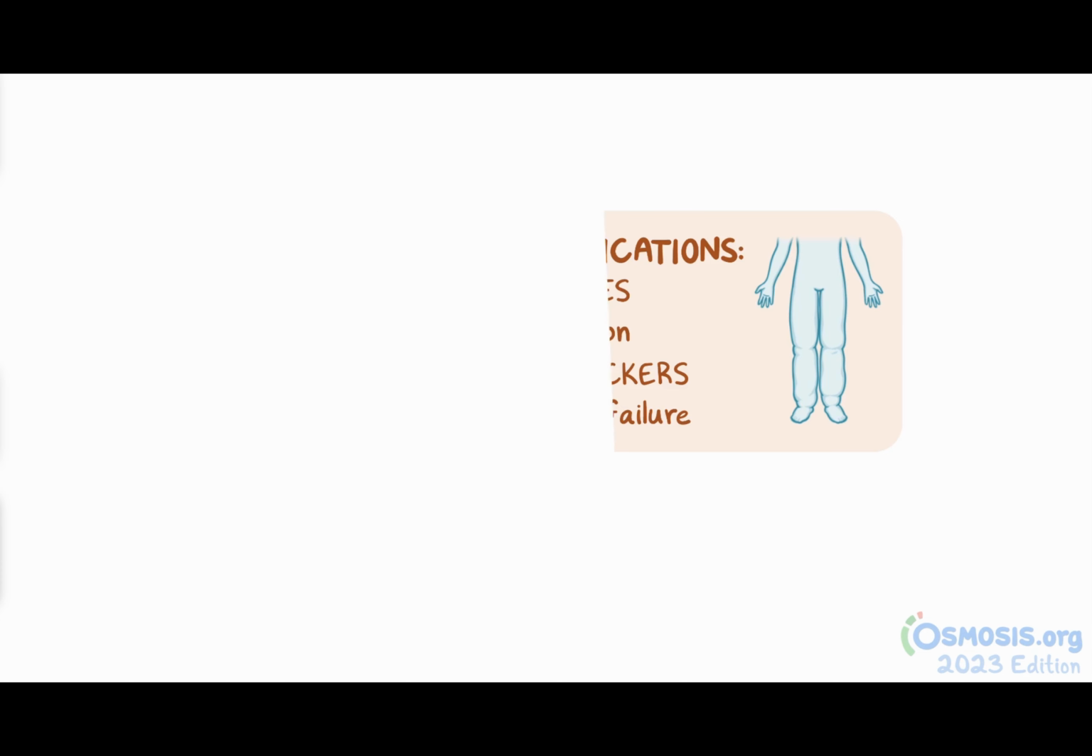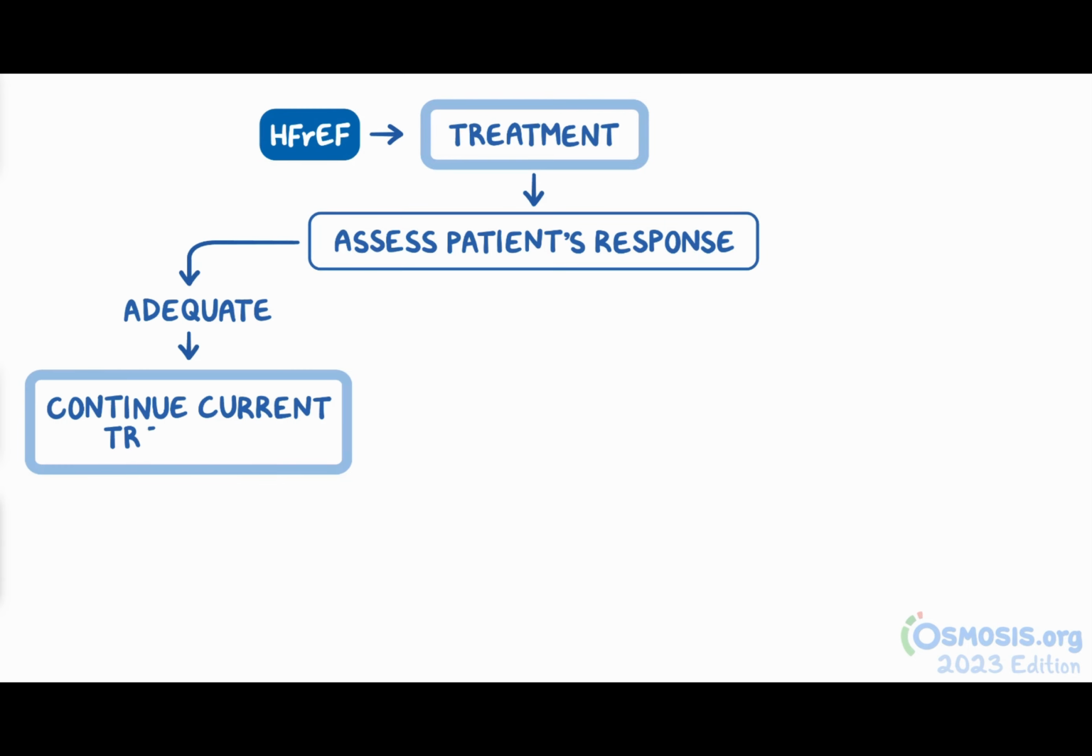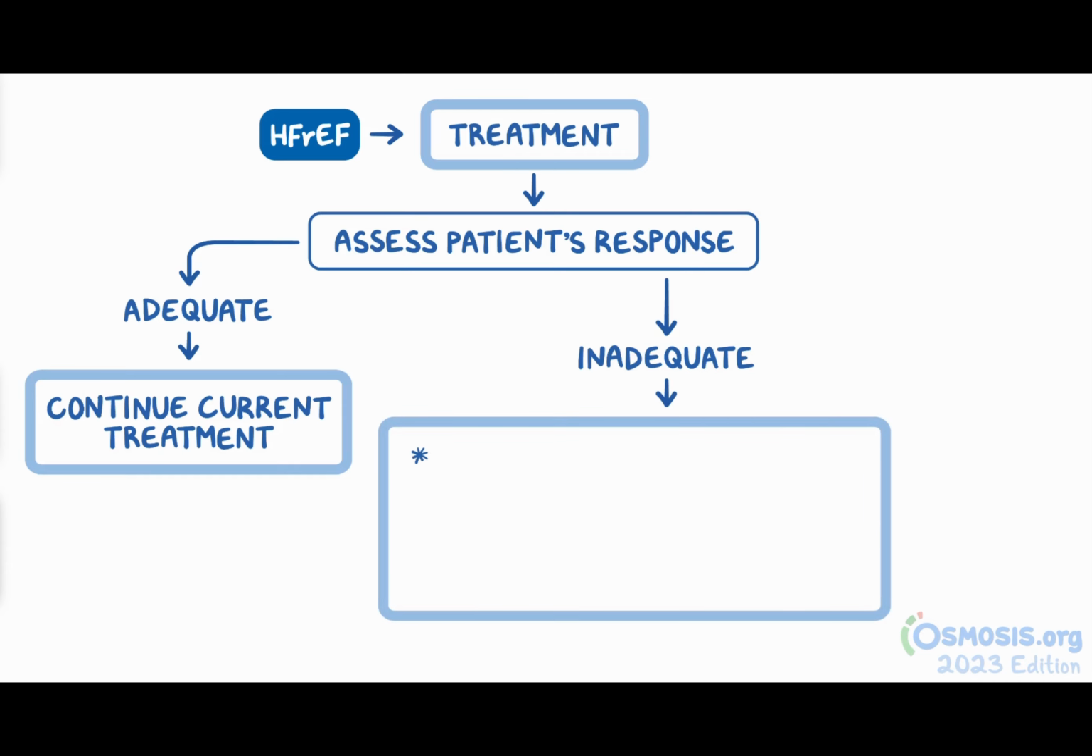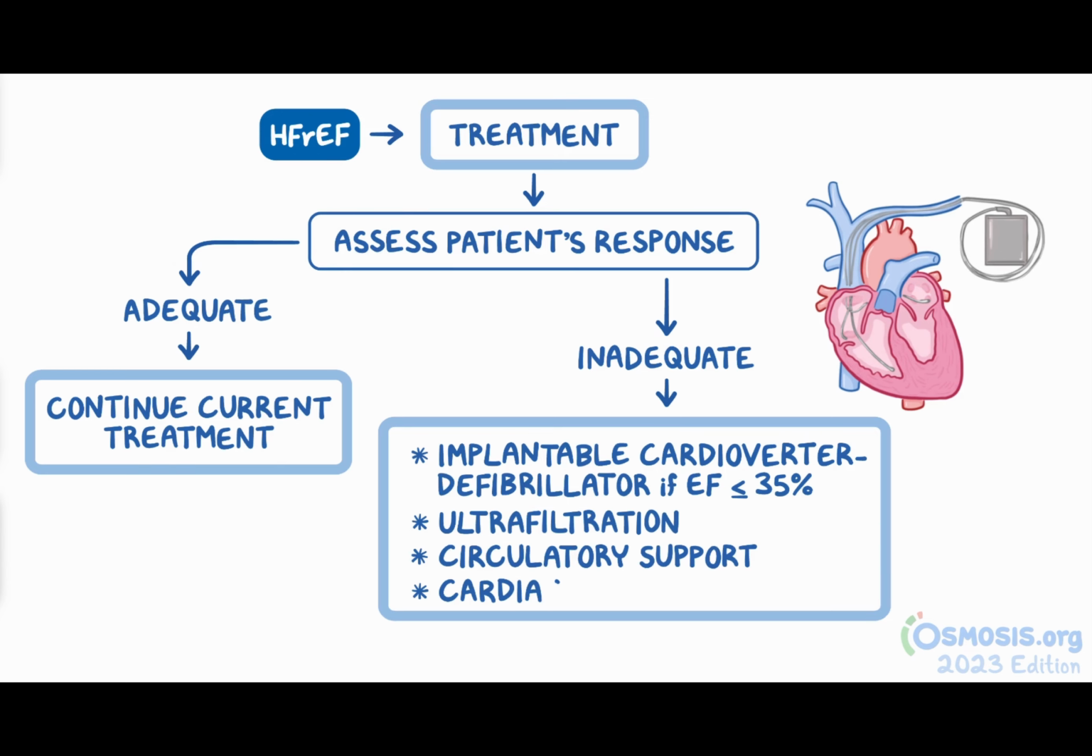Once again, individuals with CHF require close follow-up to assess their response to therapy. If the response is adequate, continue the current treatment. However, if the response is inadequate, you should consider an implantable cardioverter defibrillator if their EF is 35% or less. As a last resort, if nothing else works, consider more advanced therapies such as ultrafiltration, circulatory support, or cardiac transplant.